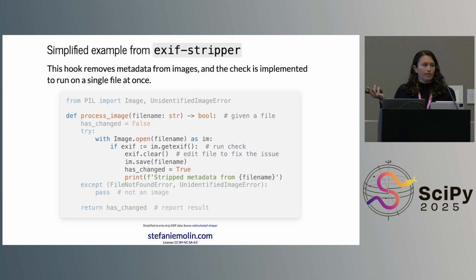You open the image up, you check for the metadata that might be in there. Maybe you're expecting it to be empty. If it's not, then you already know that that fails. But in this case, you can fix it, right? You can just clear off the data that shouldn't be there. And so you can do that.